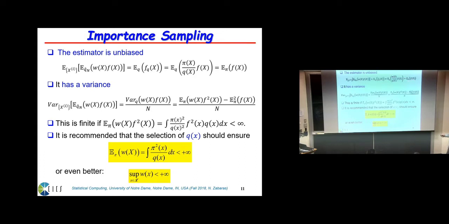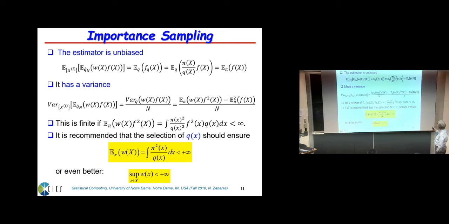The variance, you remember, the estimator was transformed to an expectation with respect to Q of W times F. So the variance from our Monte Carlo calculations from earlier lectures will be the exact variance of W times F with respect to distribution Q divided by N. You remember that? All right?